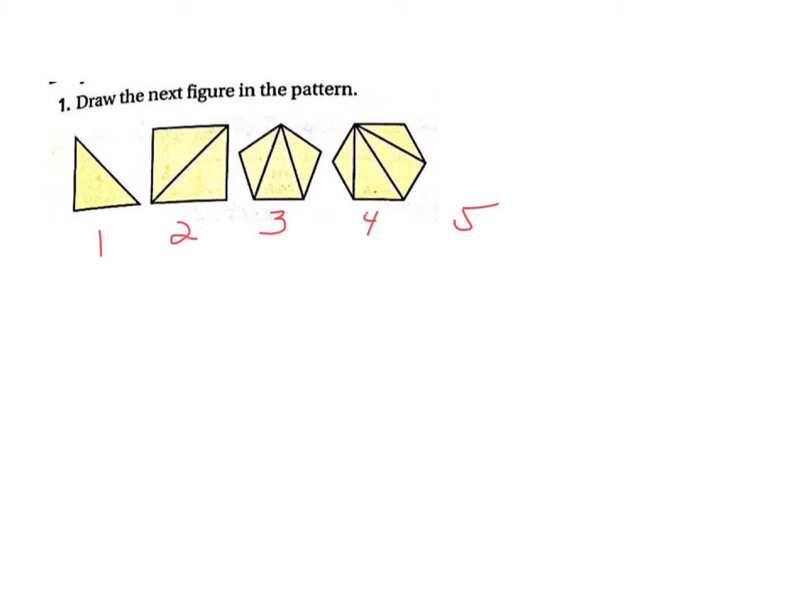So 5 triangles here. Let me switch my color. So maybe we would have one, and then a second triangle, and then a third triangle, and then a fourth triangle. And now how about a fifth triangle? It's ugly, but there you go. There's your pattern of your fifth triangle.